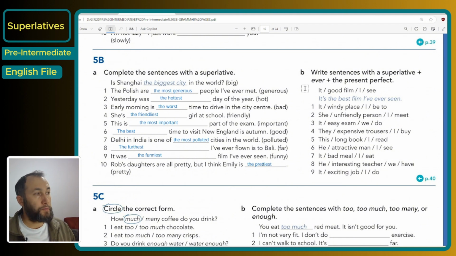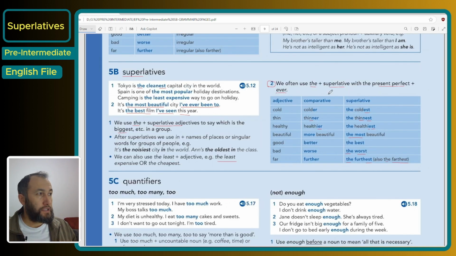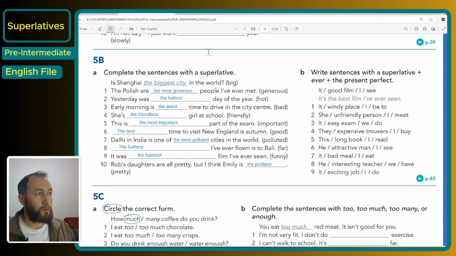Now we can move to B part. Exercise B. Write sentences with a superlative and ever and present perfect. This is the point number 2. Point number 2 is here. As you can see, we often use the superlative with the present perfect. As you can see, the exercise here. The most beautiful city I've ever been to. It is the best film I've ever seen this year. So that's what we're going to work on.